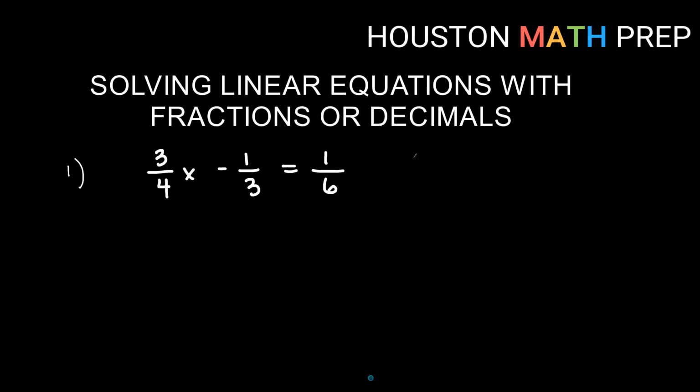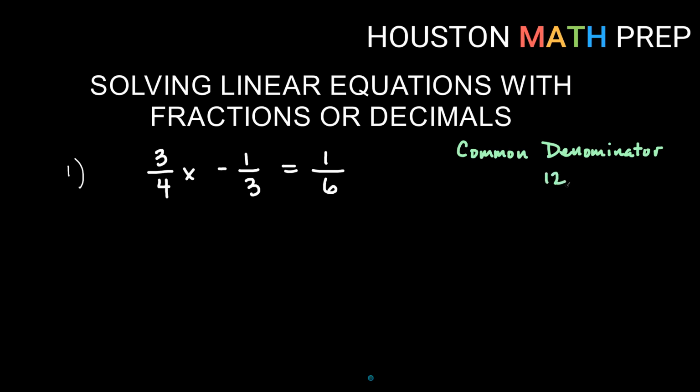What you may have seen before with something like this, we have 3/4 x minus 1/3 equals 1/6, would be to get a common denominator and solve that way. Usually people would use the least common multiple that all of the denominators go into. So 4 and 3 and 6, you would think of the smallest number that all of those go into, and you might come up with 12.